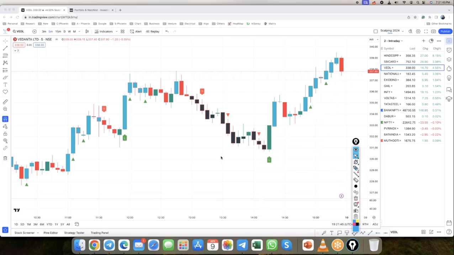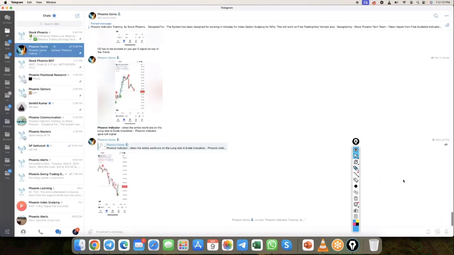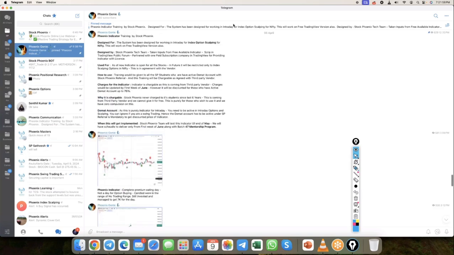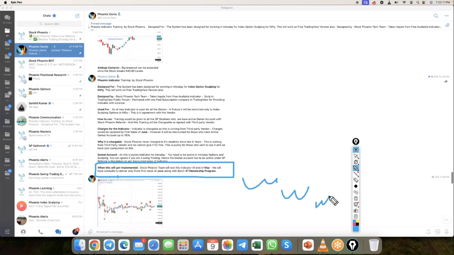I will not answer any questions, whatever you ask in terms of the indicator, because it is clearly mentioned when the indicator would be given. Is this not enough information, guys? Is this not enough information about when it will be given? Why does everybody come and ask, when will I get it, when will I get it?